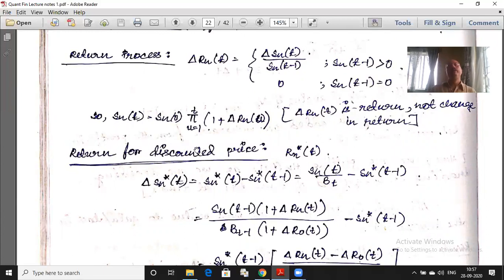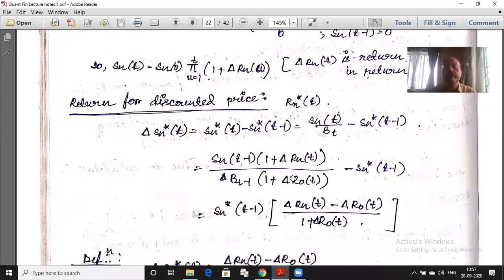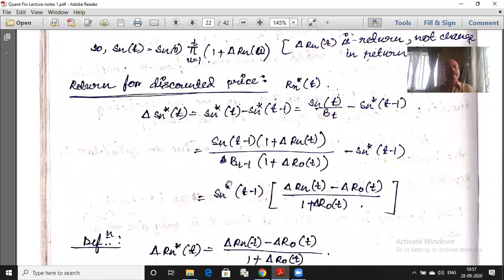So if I define my return process like this, I can also write my current stock price as an aggregate of the gross returns. So I can think of SNT as SN0 times all the gross returns accumulated over time, which is 1 plus delta RNU. So it is the same thing expressed in two different ways. All right, so that is straightforward. Return for the discounted price. If I want to define the return for the discounted price, that has to be done a little bit indirectly.